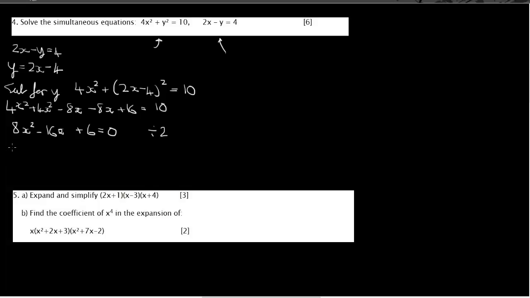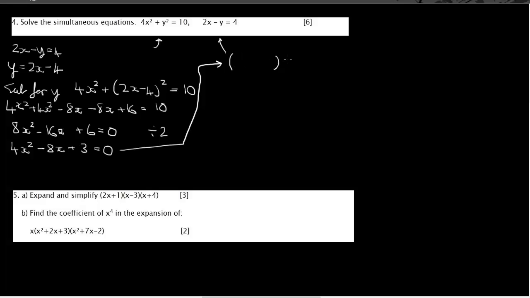Divide by 2 to simplify it. So we've got 4x squared minus 8x plus 3 equals 0. Now to solve that, just go up there to solve that.